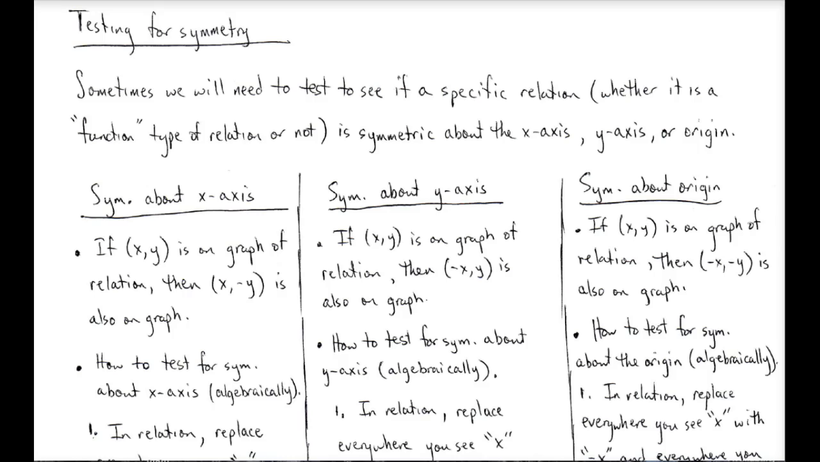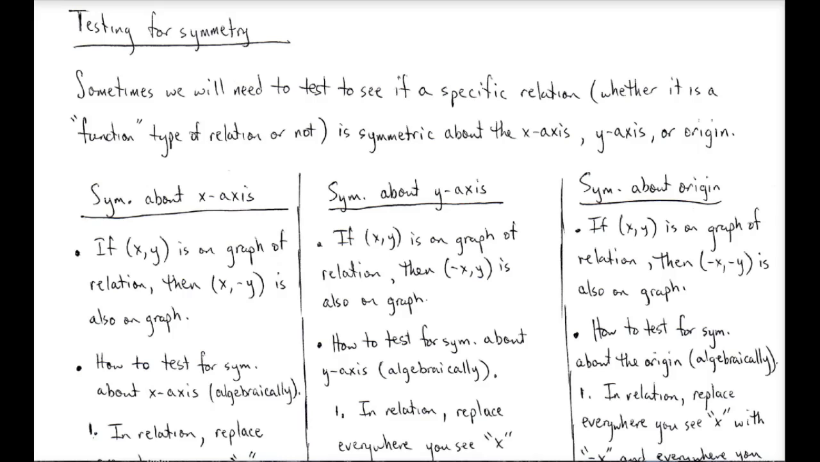And so for this particular video, we are going to go through the traditional test for symmetry of a particular relation. And I'm saying relation because it can apply to a relation that is a function, as well as a relation that is not a function. Examples being a circle or an ellipse.